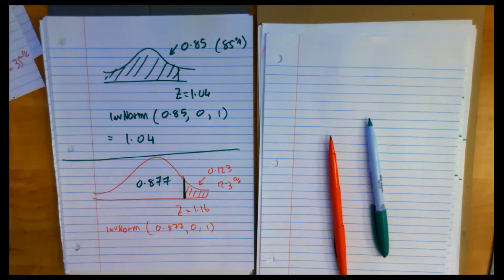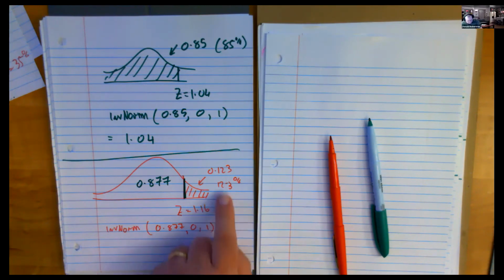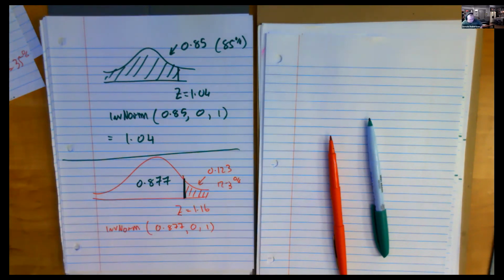If this were a homework problem, would the 0.877 be already there, or would we have to find that? No, you would be given the 0.123 and you'd have to figure out that the number you have to use is 0.877. Okay. Right?